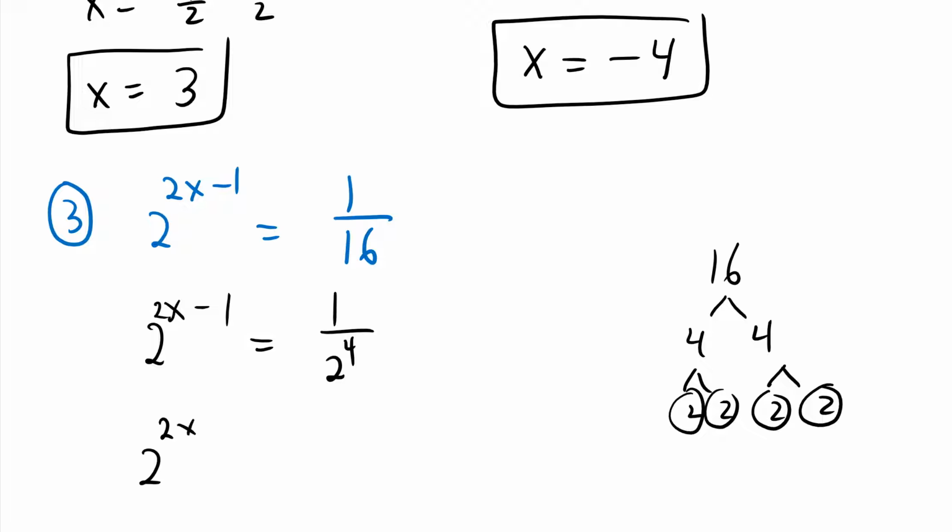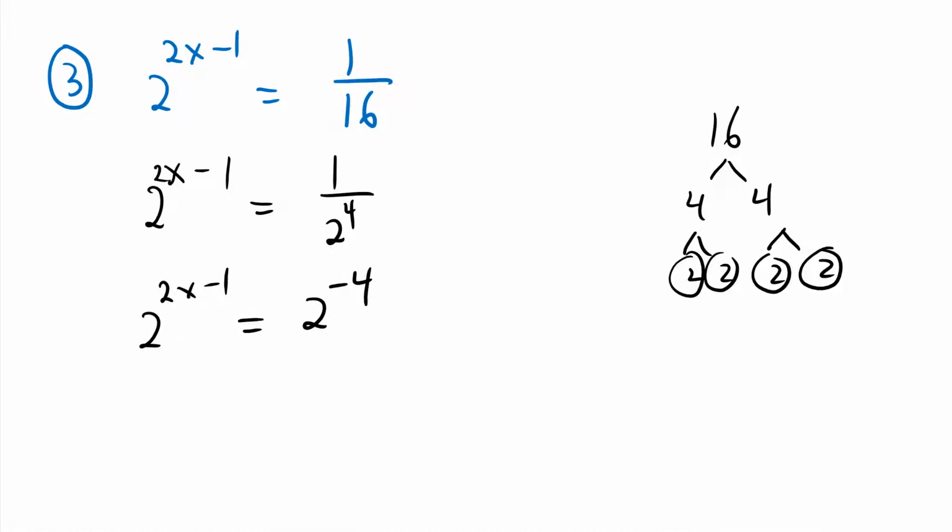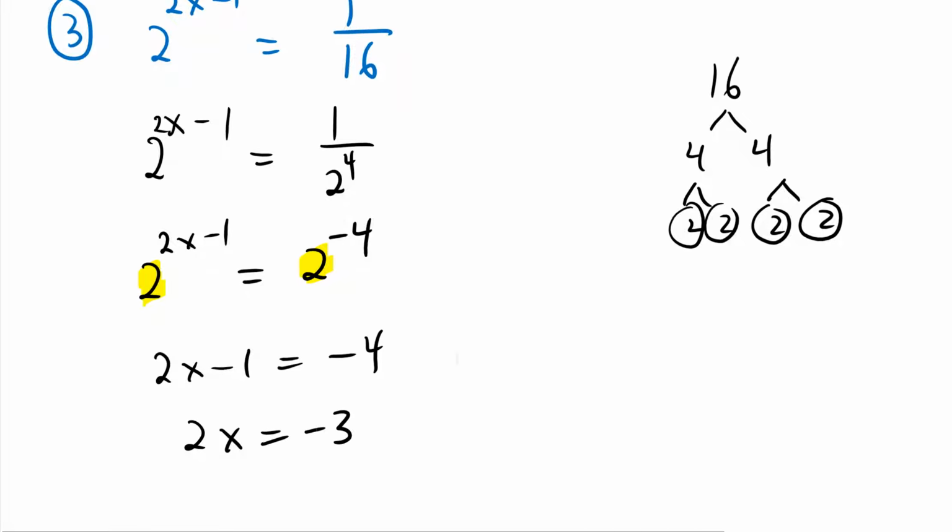Then keep the left hand side the same. Bring this up. And in order for this one to work out, the two bases are the same. So we can set the exponents equal to each other. Add 1 to both sides. Divide by 2.